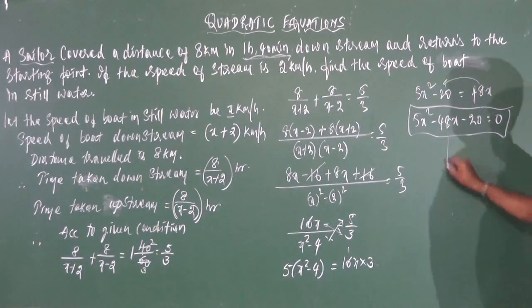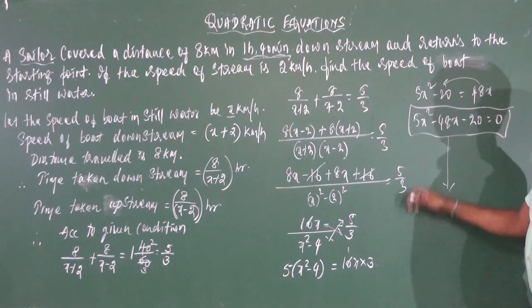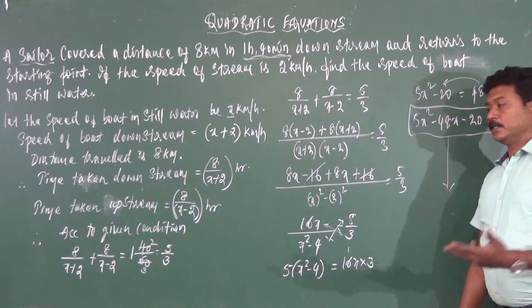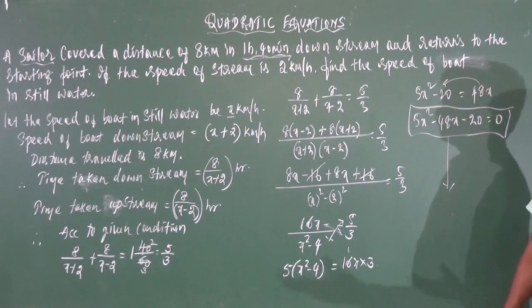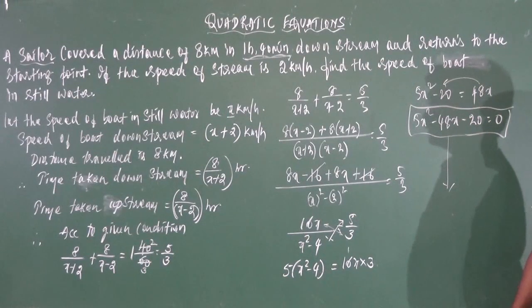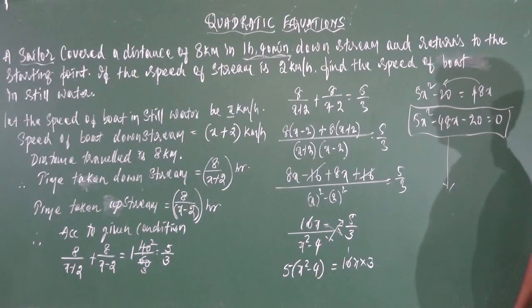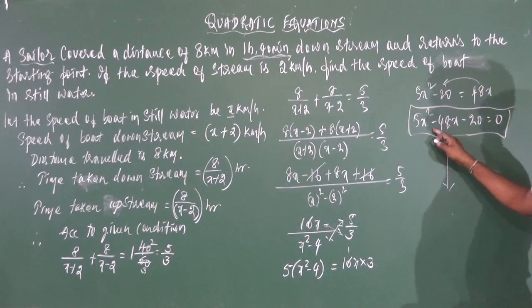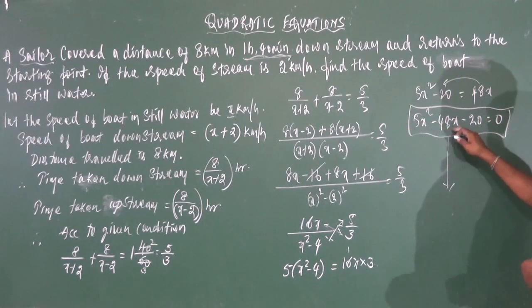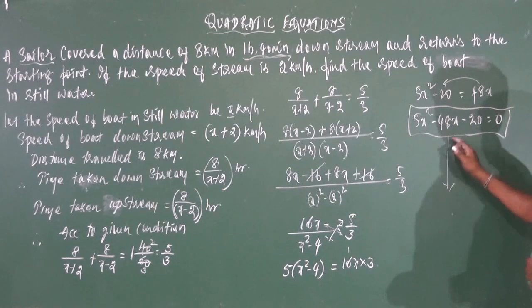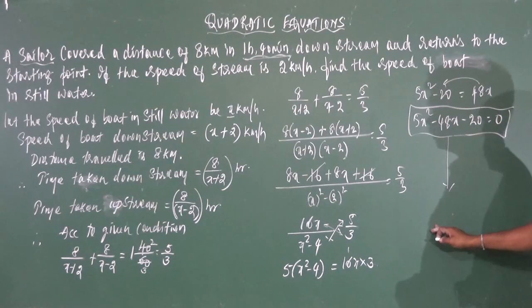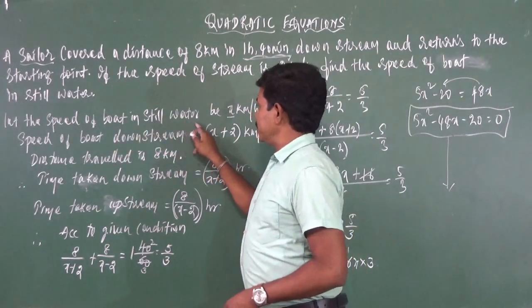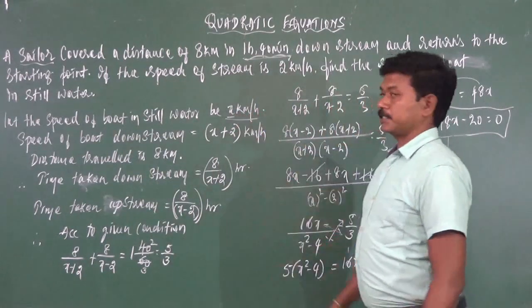You have to solve this by the method of factorization so that you find the value of x. The value of x should be positive because we are speaking about speed here. Speed can also be negative in physics in certain circumstances, but here speed is positive. So 5x square minus 48x minus 20 is equal to 0. You get two values for x. Take up the positive value, and that value will be the speed of the boat in still water, as we have mentioned it as x kilometers per hour.